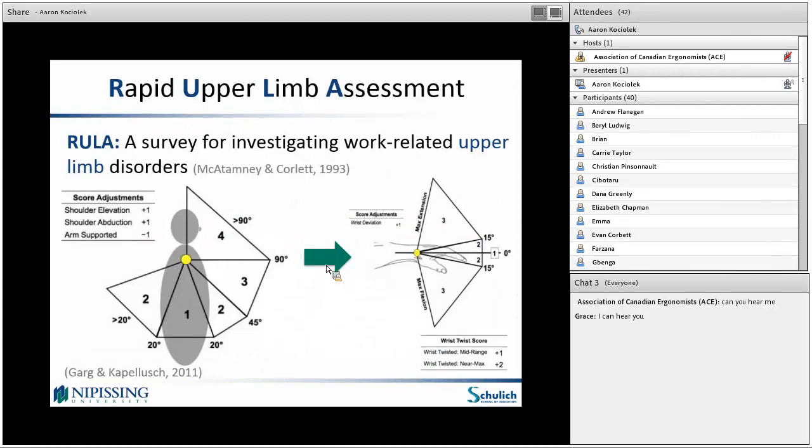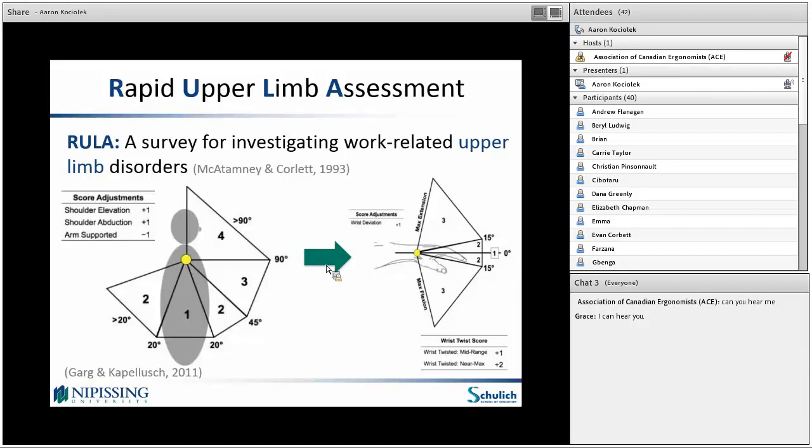So I'll start with a brief overview of these common methods, and I'll also introduce the revised strain index, which as of this year has been updated in order to reflect some new realities in assessing risk. So the rapid upper limb assessment method was developed by McKinney and Corlett in 1993. It's really designed to be a quick screening tool for investigating work-related disorders of the upper limb. So it's quite a broad tool.